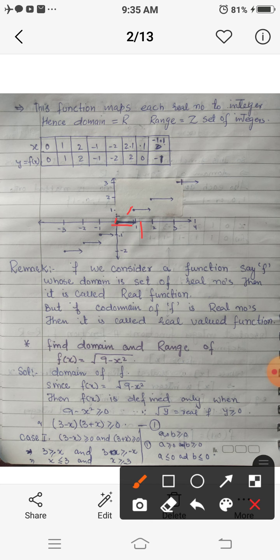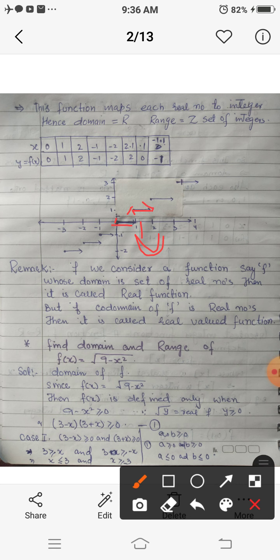Similarly, if we consider the 1 to 2 interval, for 1 the value is 1 and for 2 the value is 2. For all the points in between 1 and 2, the greatest integer is simply 1, because 2 is not possible for these numbers that lie between 1 and 2, since 2 is greater than these numbers. We have to consider only 1, so all such numbers between 1 and 2 are related to 1. This means that the graph is this.